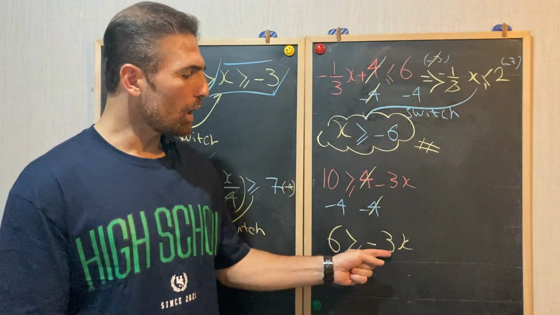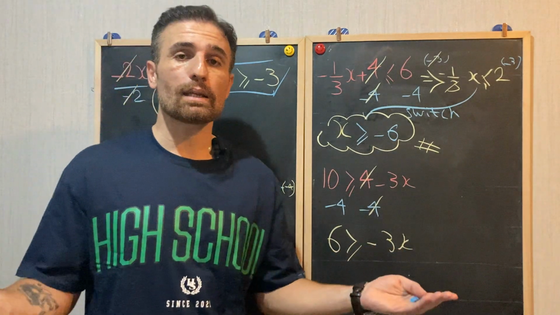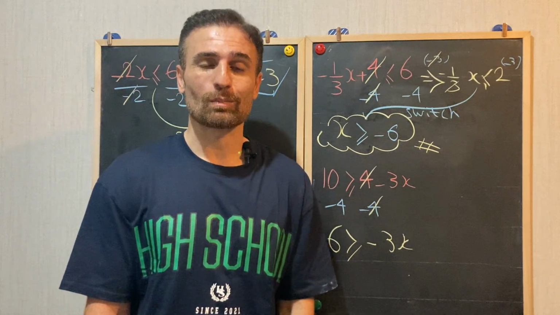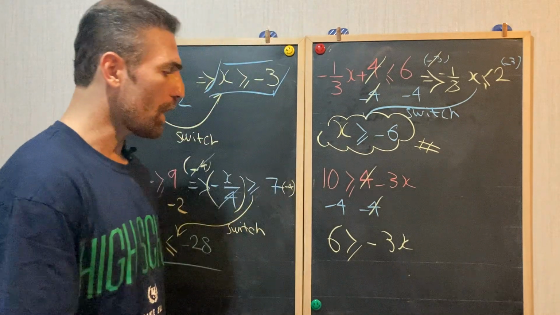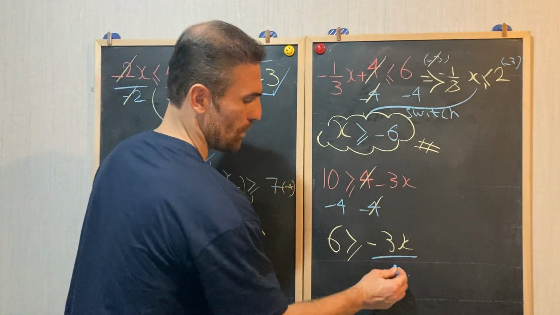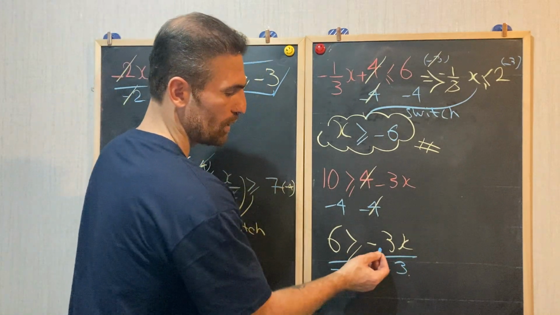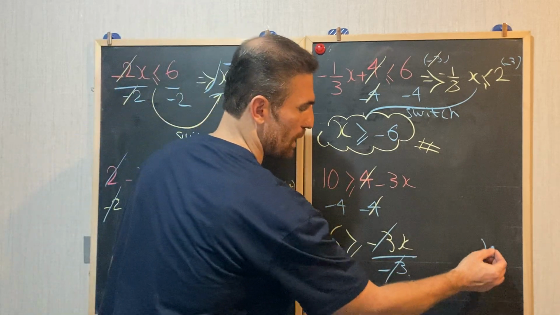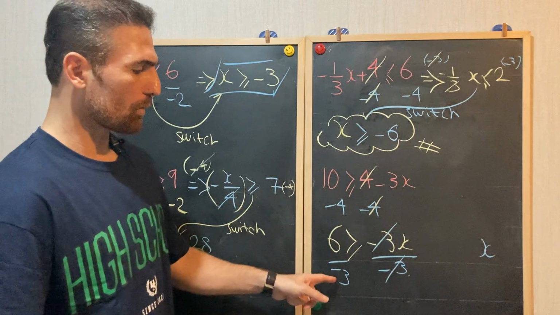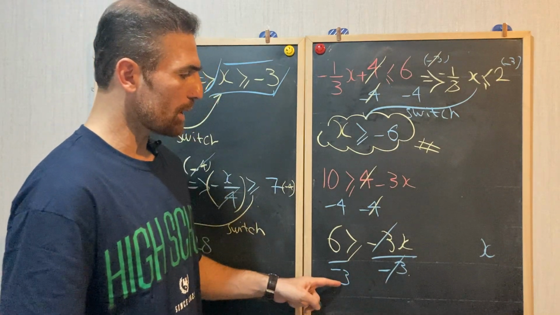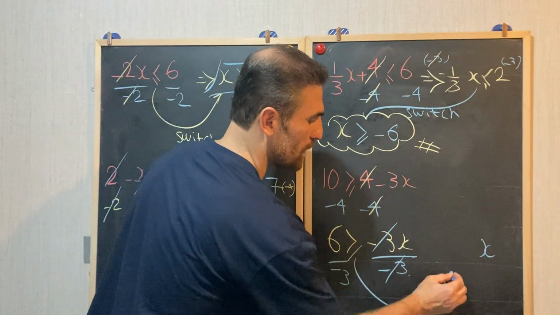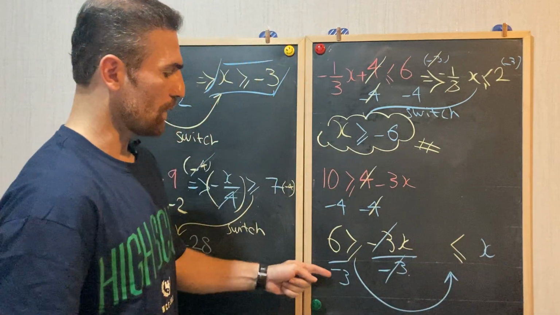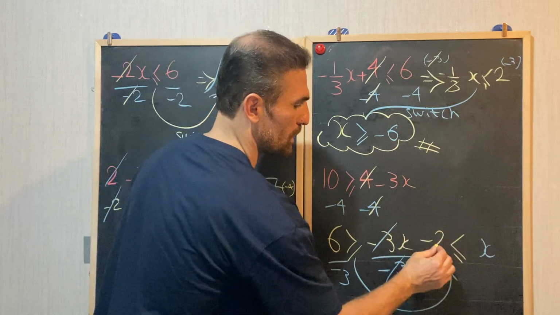Negative 3 multiplied by x. You can see here multiplication. What is the reverse operation of multiplication? Right, division. Divide both sides by negative 3. Negative 3 cancel out. Right side, it's gonna be x, but do not forget, we divide both sides by a negative number. That is why we need to switch the inequality sign. 6 divided by negative 3 equals negative 2.